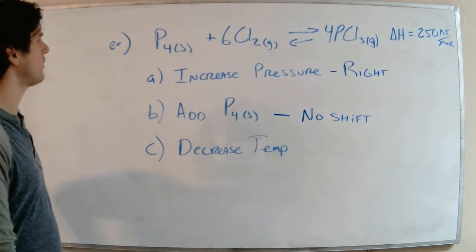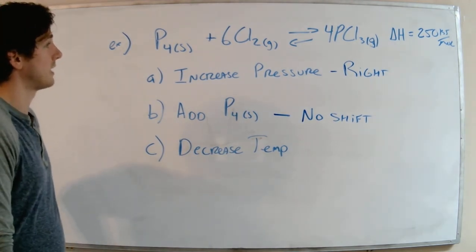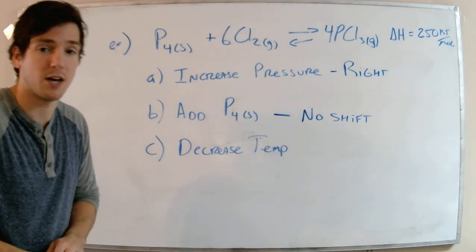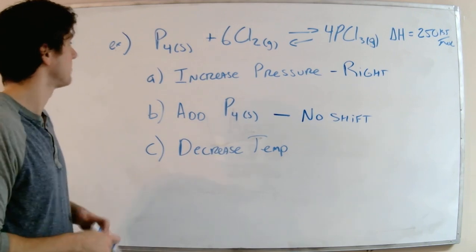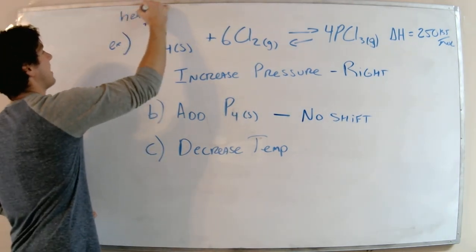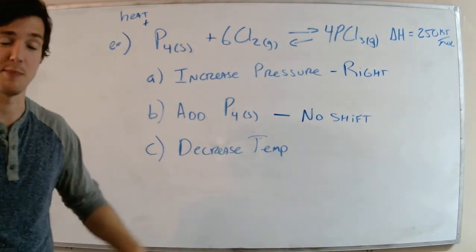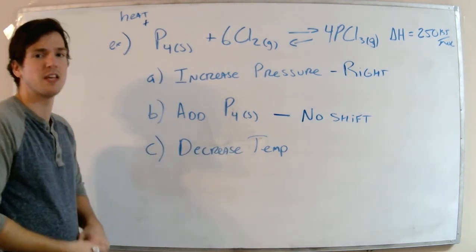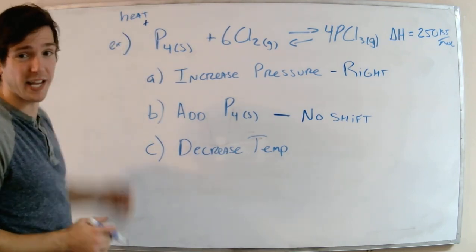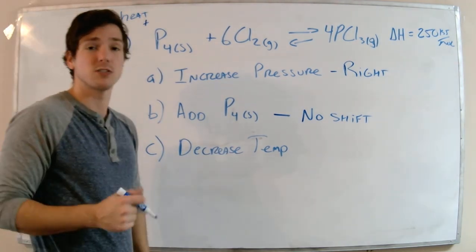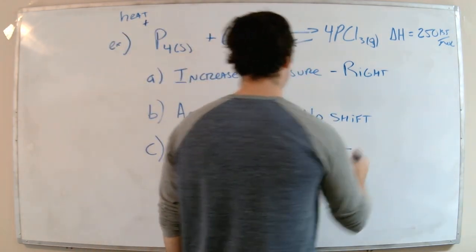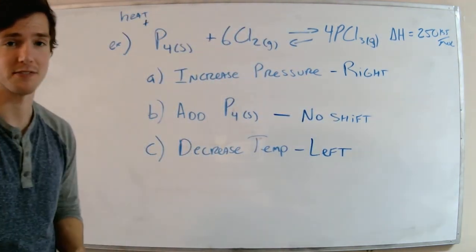Decrease the temperature. Well, let's look at this. I told you I have an enthalpy here and that's positive. What does positive enthalpy tell me? That tells me that it's endothermic. Heat is on my reactant side. If it was negative, it'd be on the product side, it'd be exothermic. But here it's endo. So if I'm decreasing the temp, I'm essentially taking away that heat, which is a reactant. So it's going to shift left.